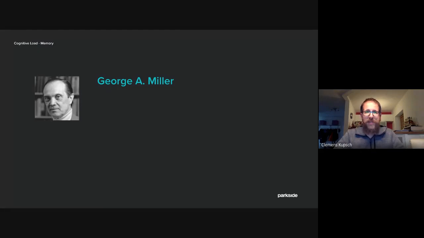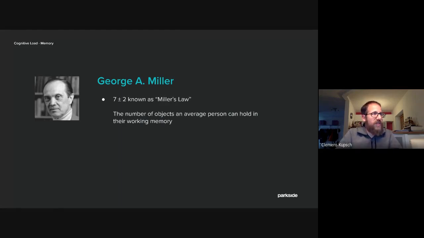But what does it say? Well, in short, it says that the number of objects an average person can hold in short-term memory is about 7. And the plus minus 2 is only referring to interpersonal differences. So basically, what it says is our capacities are limited. So 7 plus minus 2, that's also known as Miller's law.